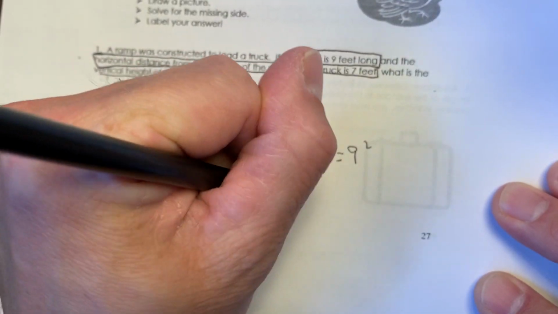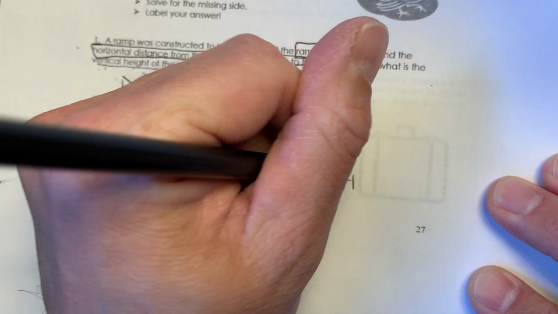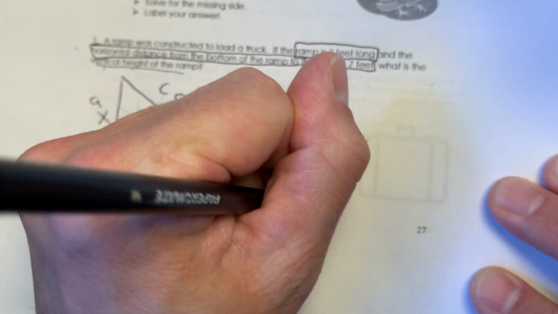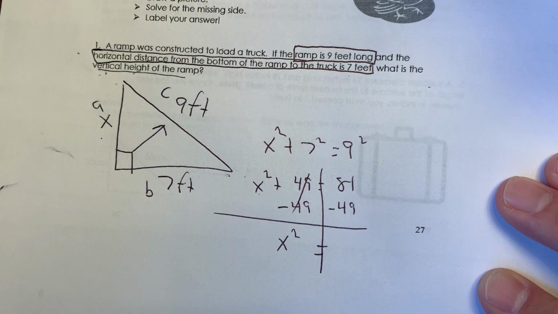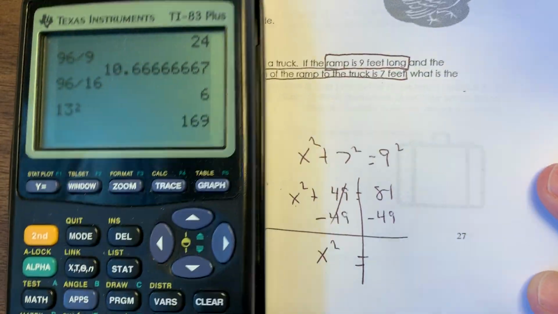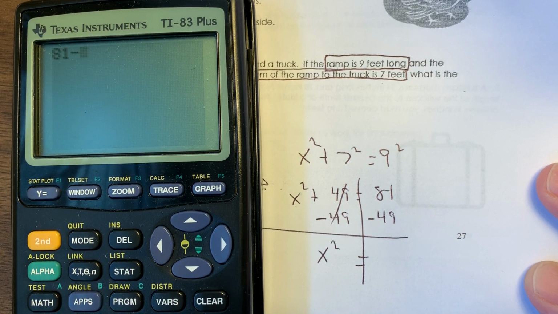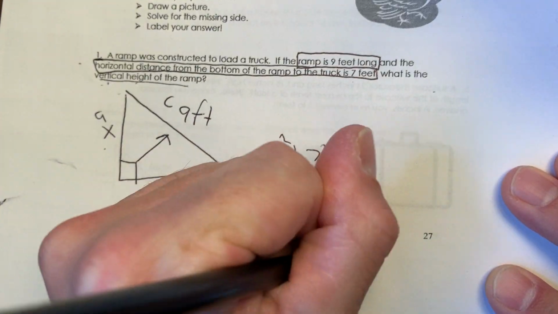All right. x squared plus 7 squared equals 9 squared. Okay, these are easy. 7 squared is 49. 9 squared is 81. Now, look, it's an equation where x is on the side with the plus sign. So we're going to subtract 49, subtract 49. Right? Okay, what's 81 minus 49? I miss my calculator. Here's my calculator. I love my calculator, by the way. You guys need to be able to do it. It's 32. Right? Square root, square root.